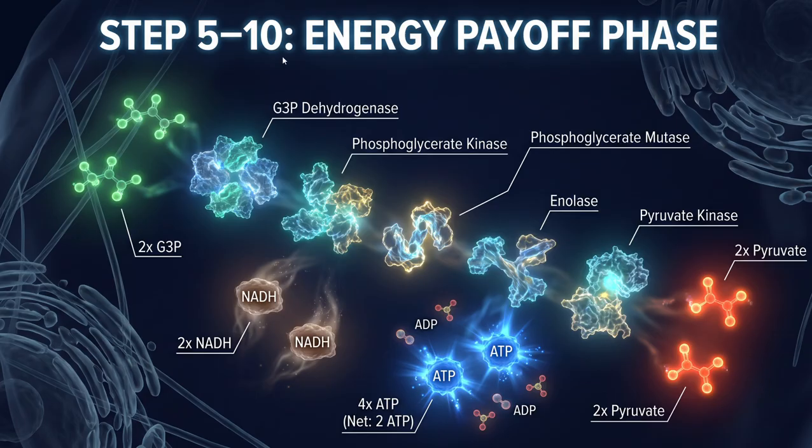Steps 5 to 10 are the energy payoff phase, and all of these steps happen twice because now we have two glyceraldehyde 3-phosphate molecules. First, you take the glyceraldehyde 3-phosphate molecule and convert it into 1,3-bisphosphoglycerate. This is done by the enzyme glyceraldehyde 3-phosphate dehydrogenase, right? So glyceraldehyde 3-phosphate dehydrogenase produces 1,3-bisphosphoglycerate.